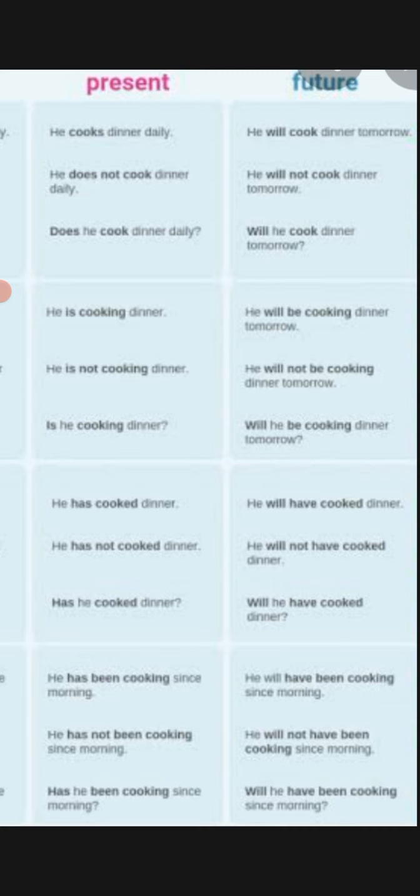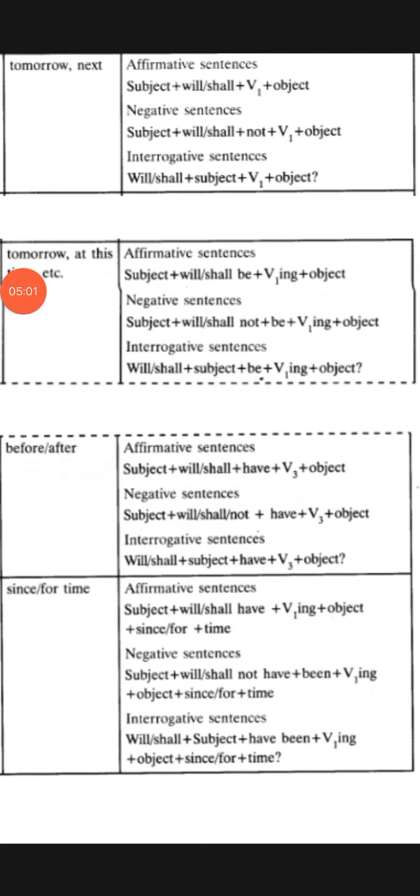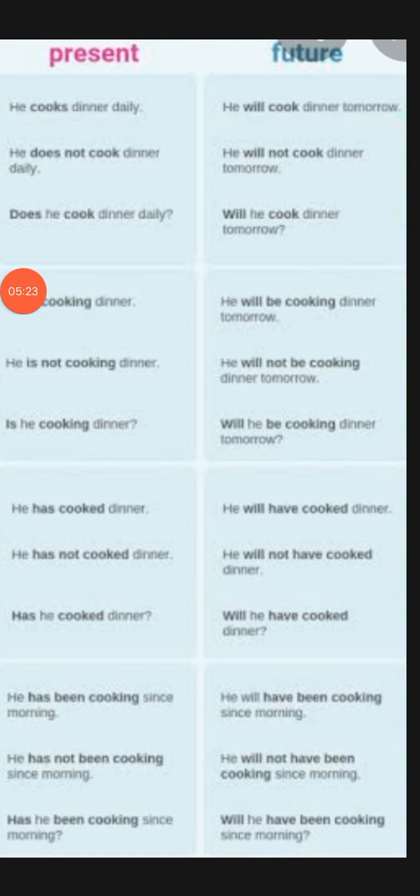Now, how will we make an interrogative sentence in future continuous tense? Let's see. To make an interrogative sentence, your rule you can see here: will and shall will come in the beginning, then the subject will go, then be, then verb first form plus ing plus object. So, how will you write your sentence? Will he be cooking dinner tomorrow?